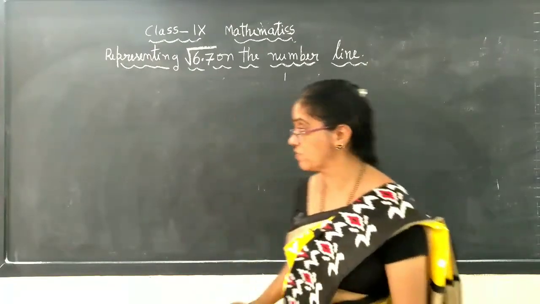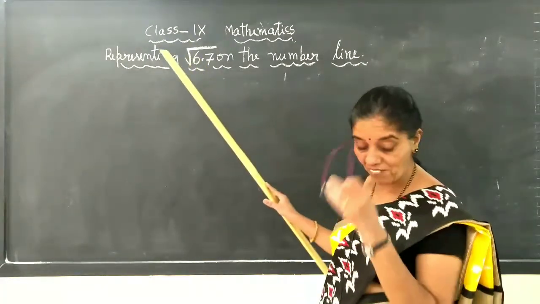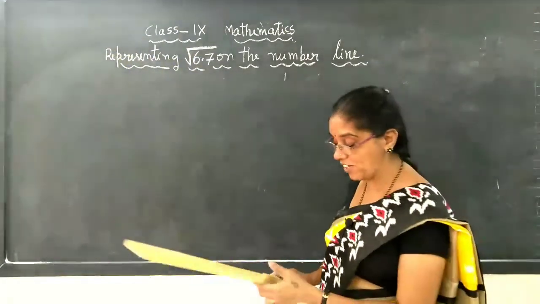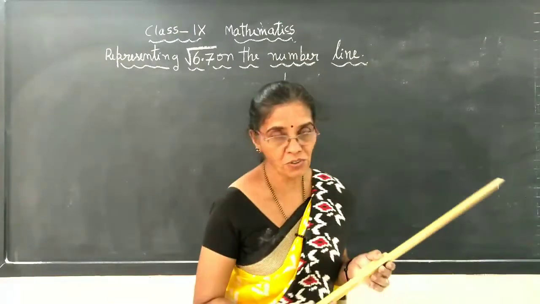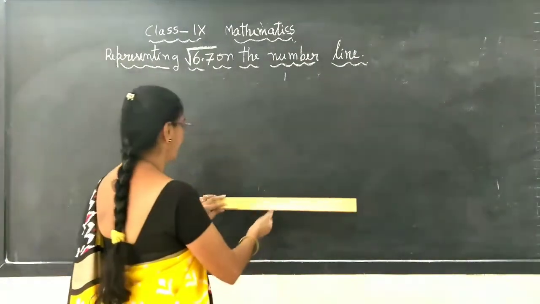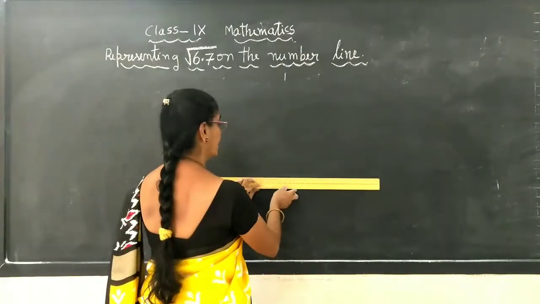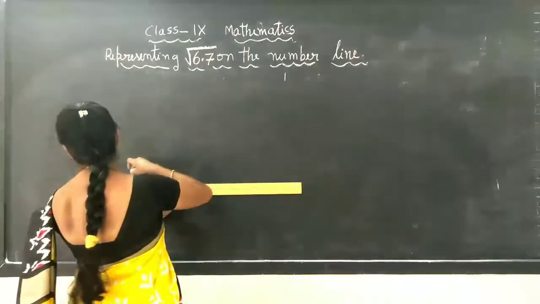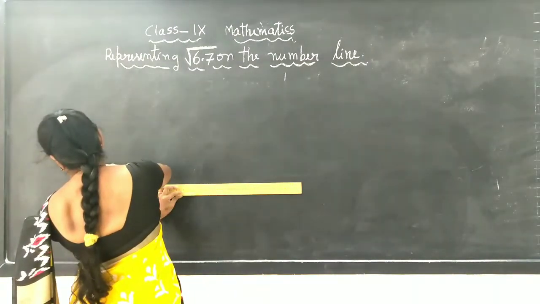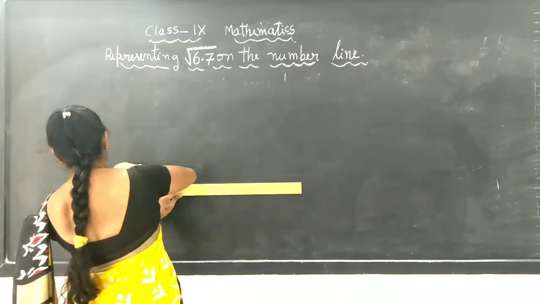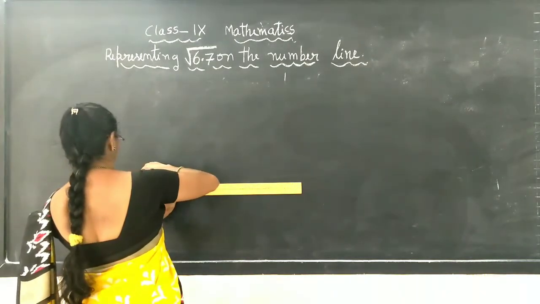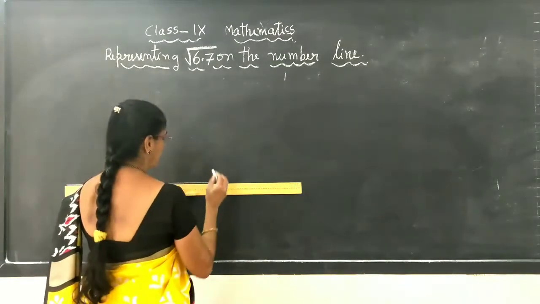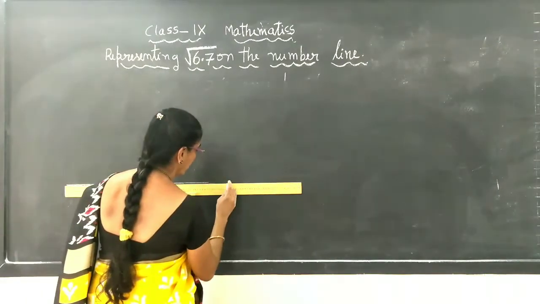So what is the measurement? First we have to take 6.7 on the number line. Exactly 6.7 units. You can take centimeters in your notebook, but I will take a little bigger unit here. Exactly how much? 6.7, right? So it is 1, 2, 3, 4, 5, 6, then 7.